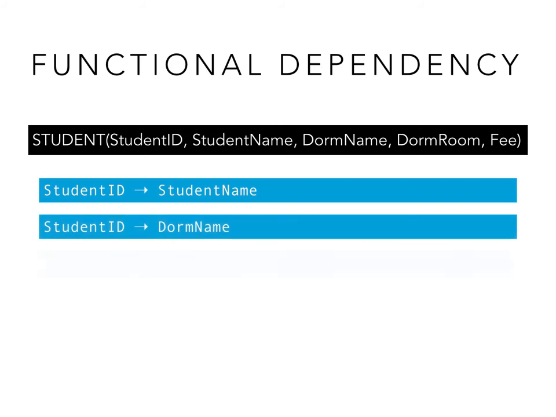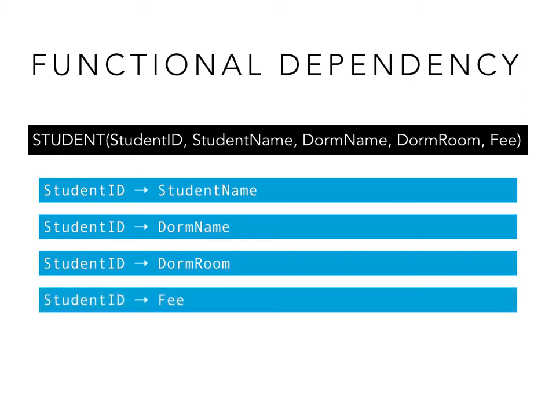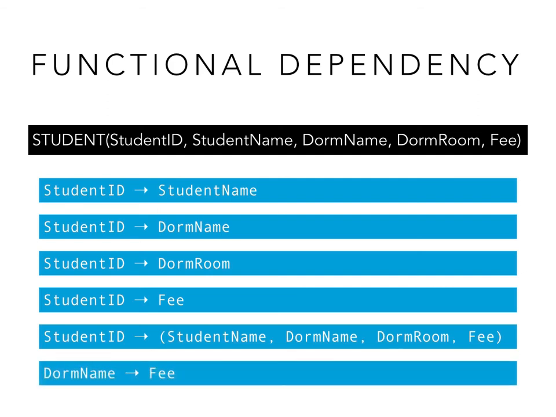So this is a way to list out each of these functional dependencies between student ID and these other fields. We can group them all together to say this more concisely in this line, putting them all in one line to say that student ID determines student name, dorm room, and fee. And lastly, somebody said this, I think we're going to say that the dorm name determines the dorm fee. So different dorms have different fees.